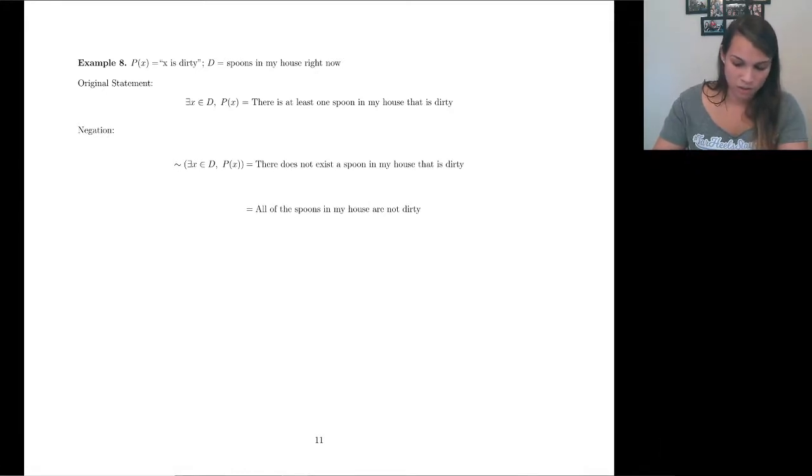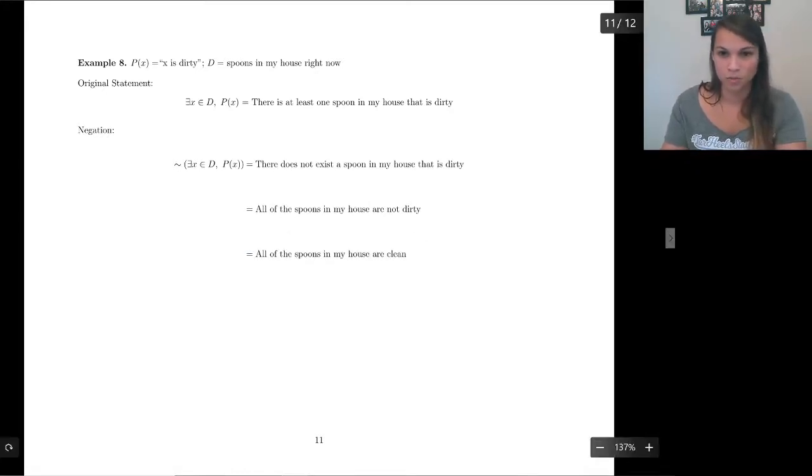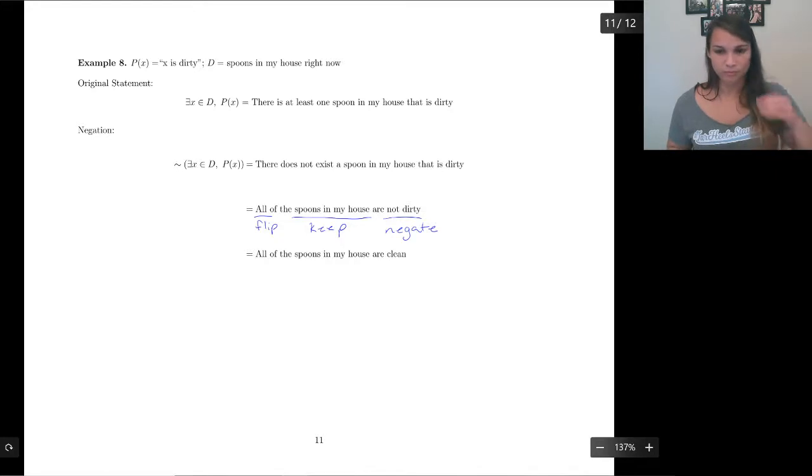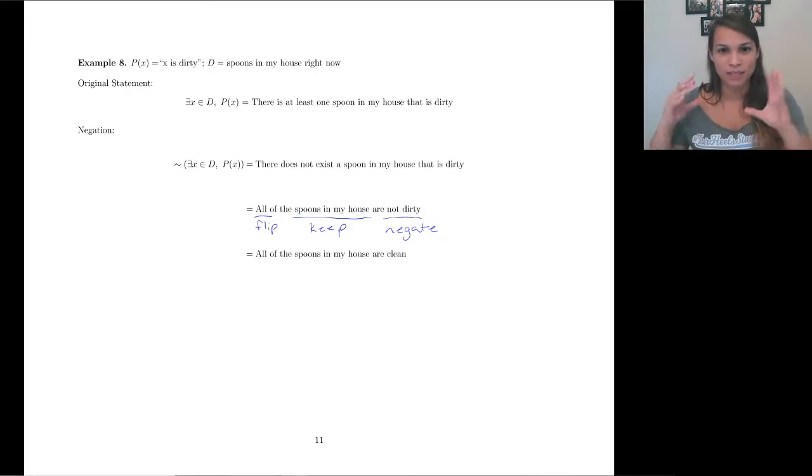There we go. All the spoons in my house are not dirty, which is, all the spoons in my house are clean. So once again, my existence has turned into an all. So we applied flip, and then with spoons in my house, my domain did not change, we kept my domain, and then I negated P. Since we know how to apply that in everyday life, hopefully that is sufficiently compelling for you that the opposite of for all is there exists.